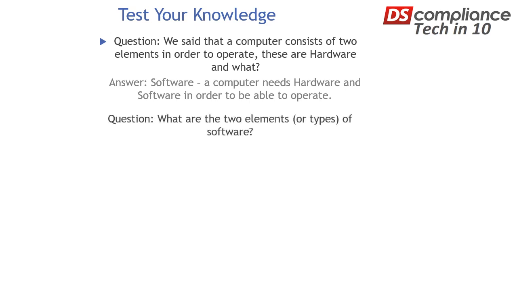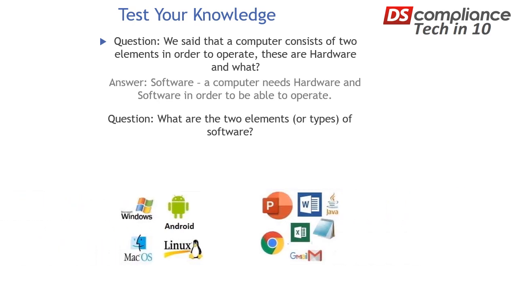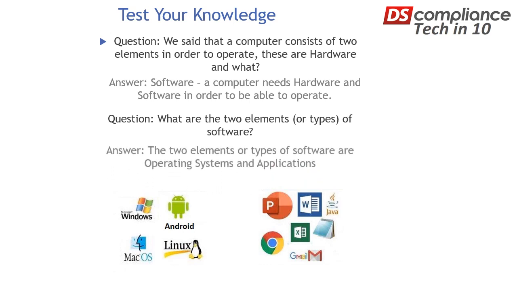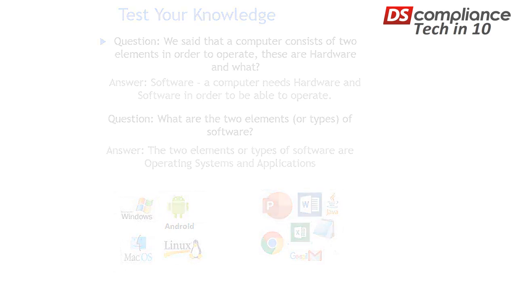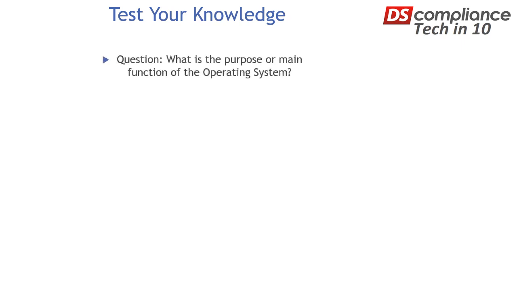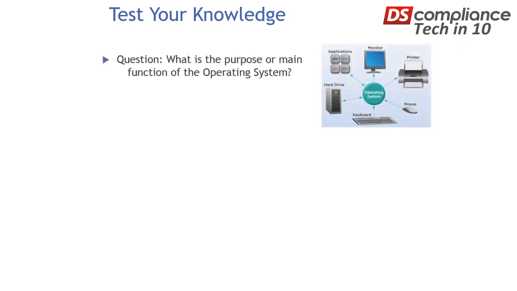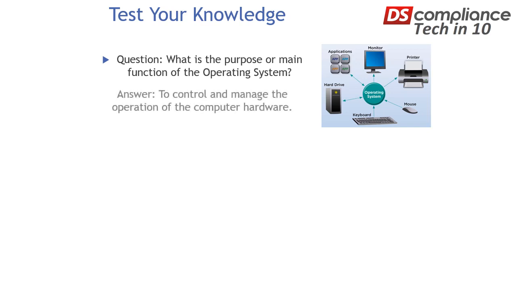Question 2. What are the two elements, or types, of software? Answer: the two elements or types of software are operating systems and applications. Question 3. What is the purpose or main function of the operating system? Answer: to control and manage the operation of the computer hardware.